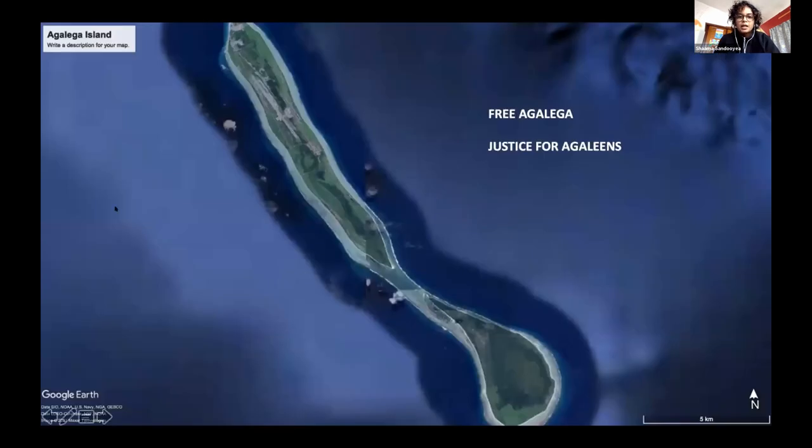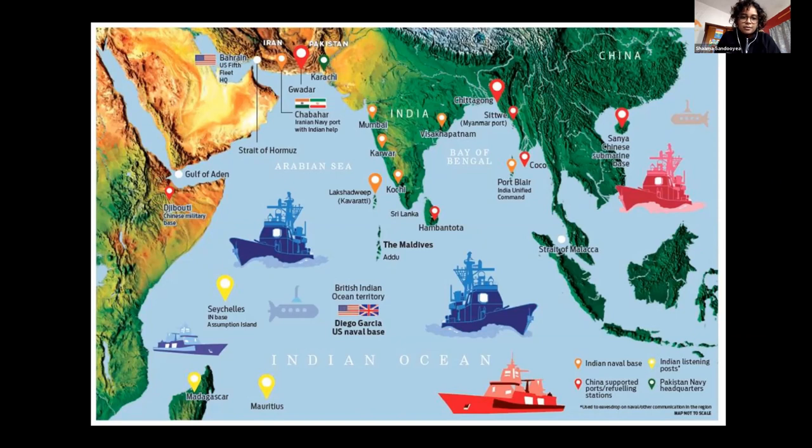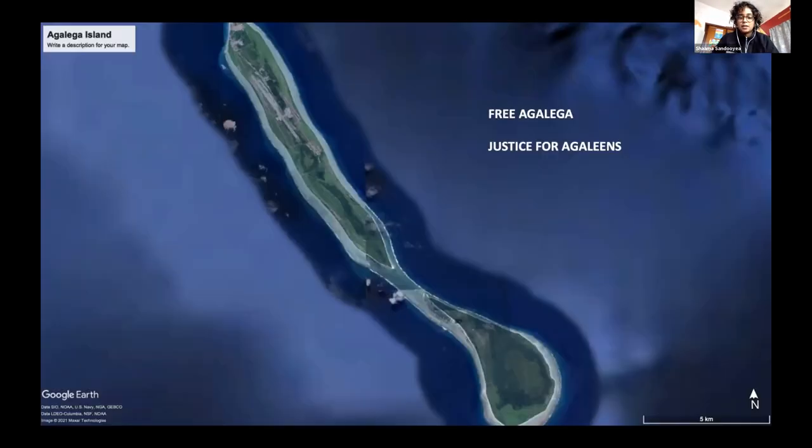As we can see here, Agaliga has just been added to the list of military bases that already exist in the Indian Ocean. And it's not okay, because we don't really know what the biodiversity here is. It could be that Agaliga has its own endemic species in the water, and they might have their own populations of cetaceans, sharks, etc. But we don't know that yet, because no studies have really been conducted there. And yet we have large infrastructure on the island.